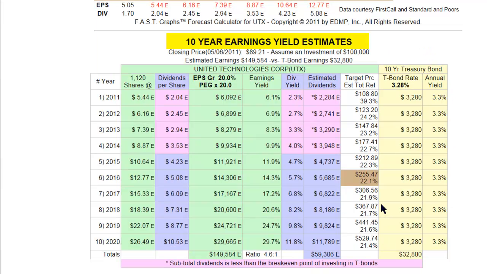Finally, a 10-year earnings yield estimator is automatically drawn for each company chosen. This final graph provides a mathematical comparison of the company's current and expected earnings yield compared to an equal investment in a 10-year Treasury bond. This provides an important calculation of valuation.